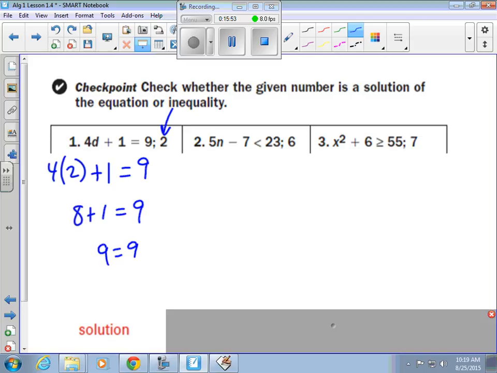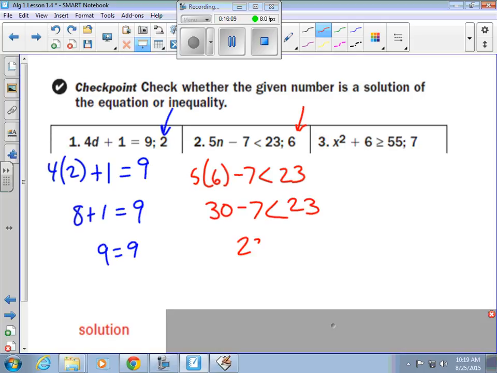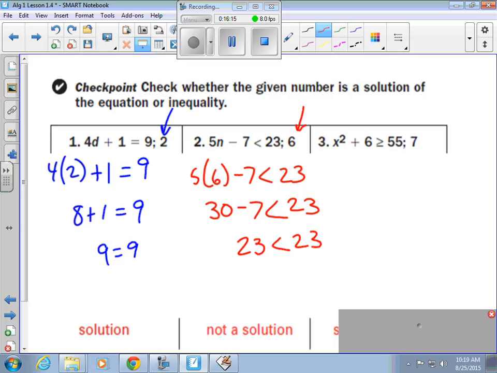5n minus 7 is less than 23. When you plug in 6 is what you want to check. 5 times 6 minus 7 is less than 23 this time. 5 times 6 is 30, minus 7 is less than 23. 30 minus 7 is 23. Is 23 less than 23? Not a solution. It does not say or equal to.